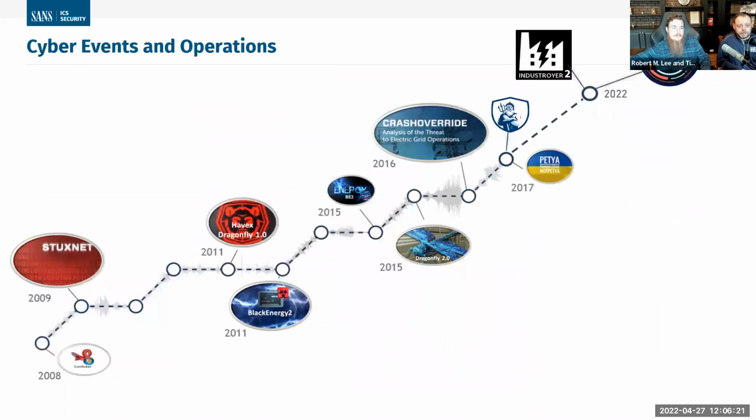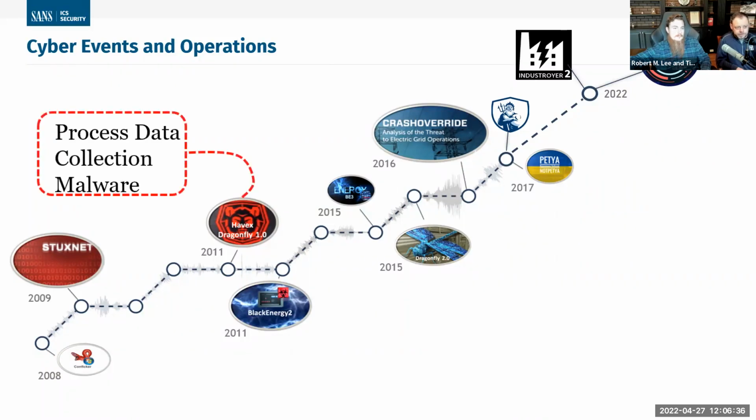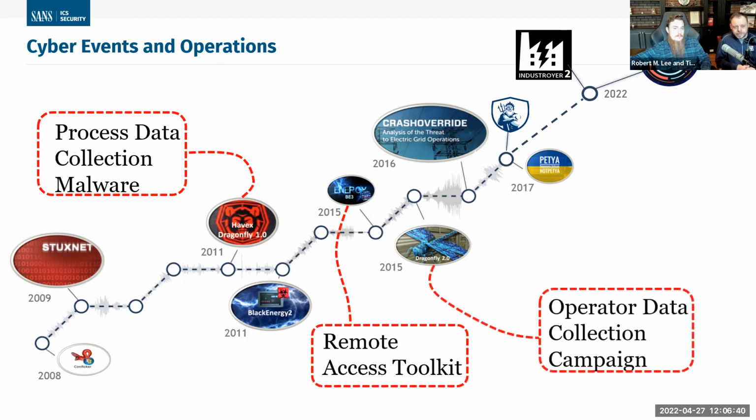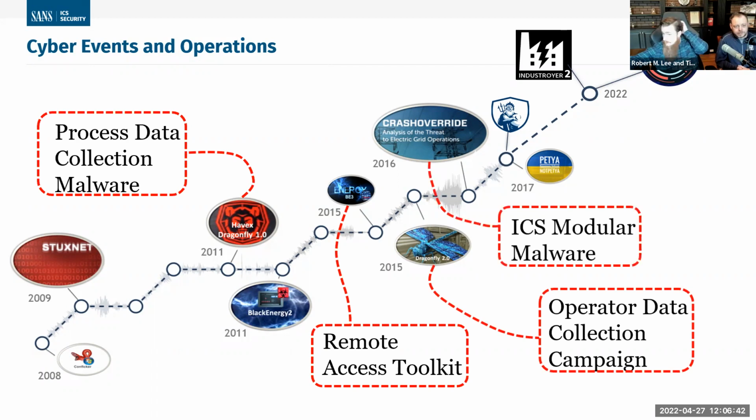Next. Again, looking at the speed of what we're dealing with, going back from 2008 all the way forward, whether you're talking about specific malware or some campaigns, there's still not a lot on this slide to look at. Arrow your way through some of these, from process data collection to remote access toolkits, operator data collection as you're moving more into the process environment. And in 2016, this introduction of ICS, industrial control system specific modular malware.